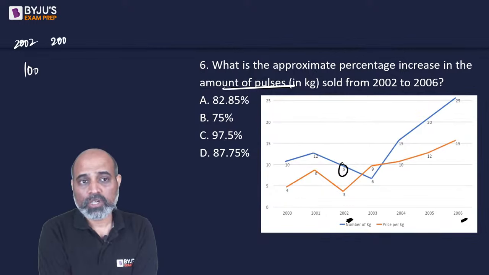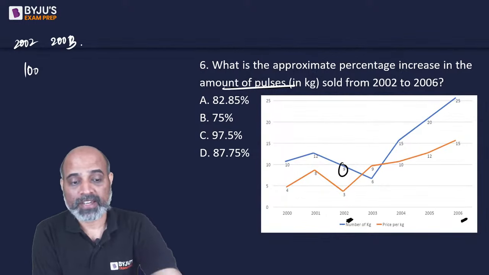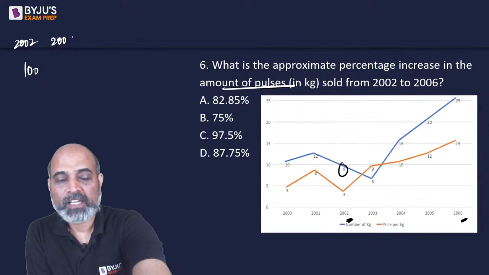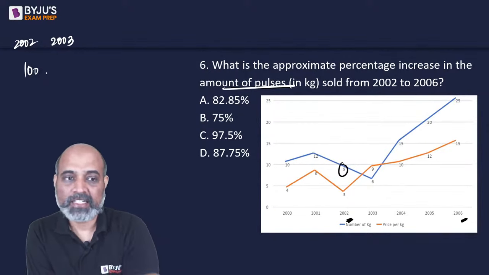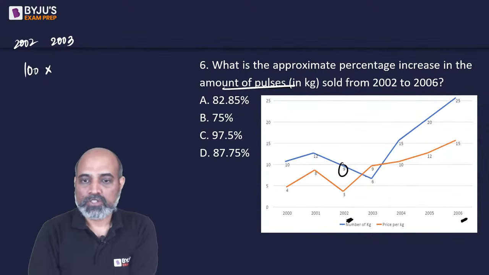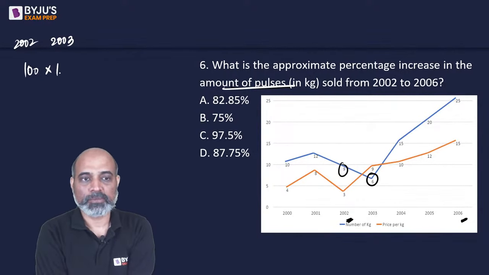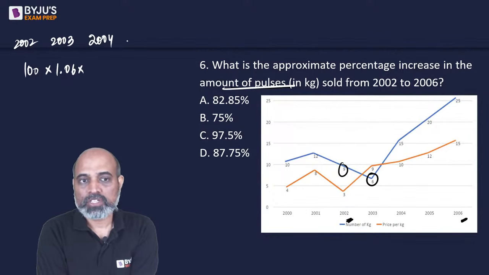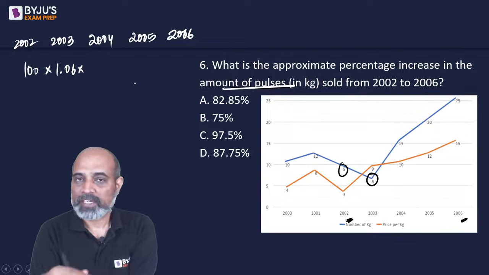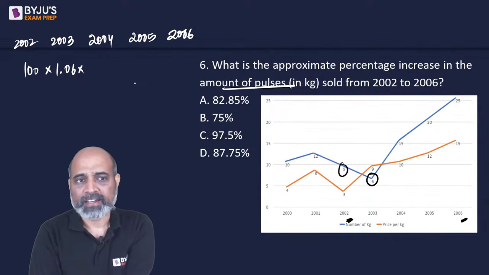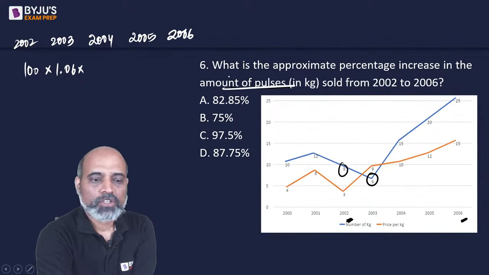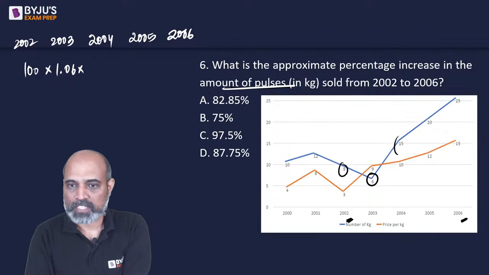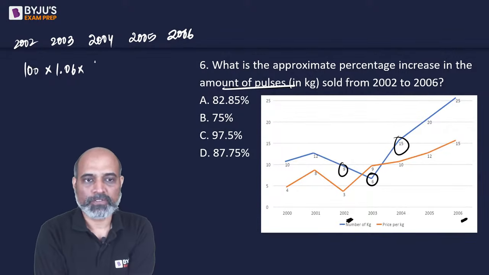So in the year 2003, the next year, what will be the value? Of course the percentage increase is going to help us. So in 2003, there was a 6% increase. That means it will become 1.06 times the previous. For the years 2004, 2005 and 2006, we have to write the multiplying factors. So for 2004, this is 15%, so it's going to be 1.15.